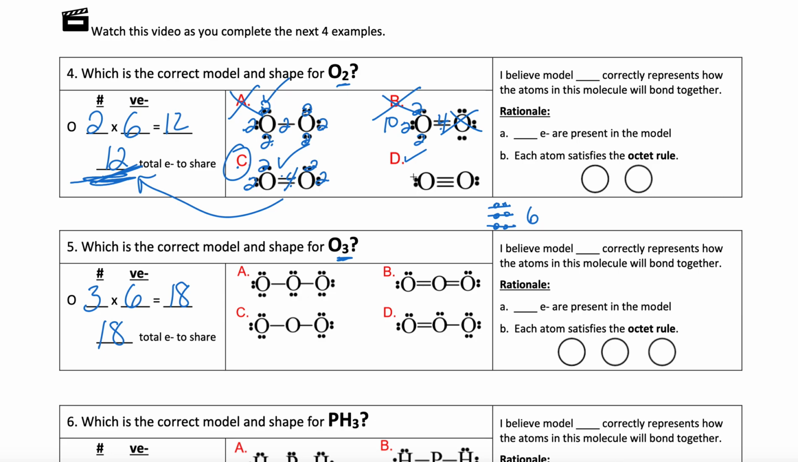And D would be wrong because we have 2, 6, 2. And if you add up 2, 6, 2, you only get 10. And 10 is not 12. So D is not it. So C is our answer.